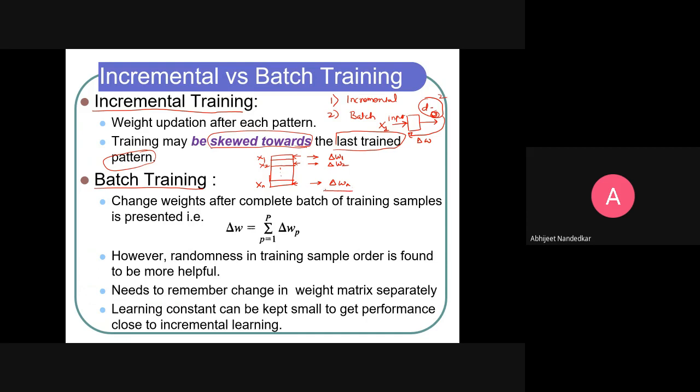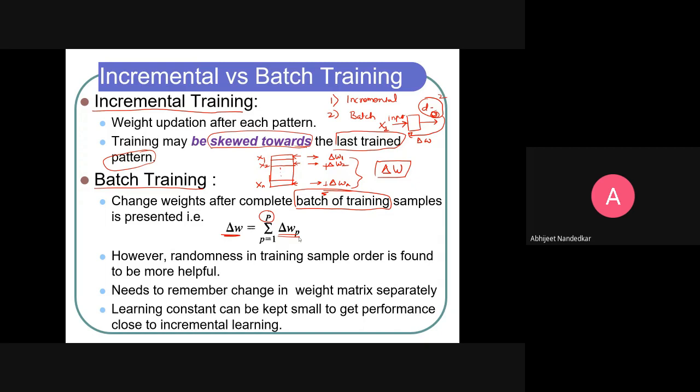Now once I finish all these sets, say all these training samples from x1 to xn, then I add all this. The resultant of this is called the change in weight. So if I add all these weight changes and then do the final updation, such kind of training is called batch training. You can see here change in weight is equal to summation over pattern p equal to 1 to capital P of the corresponding change in weight for each pattern. So these things are added together.